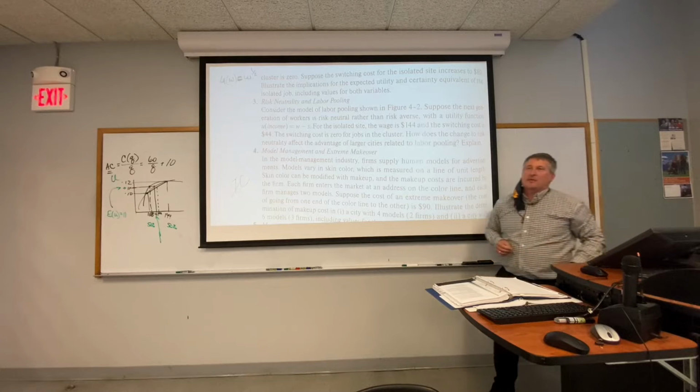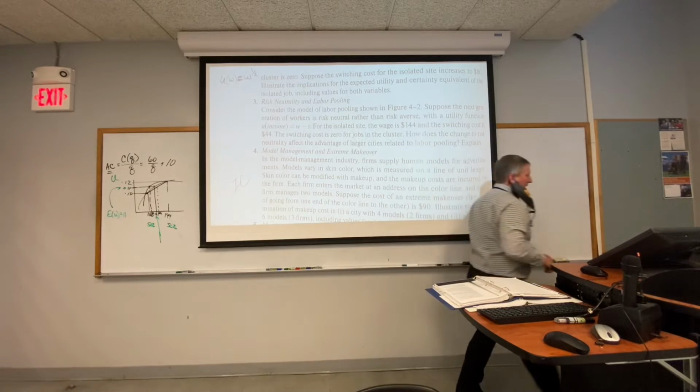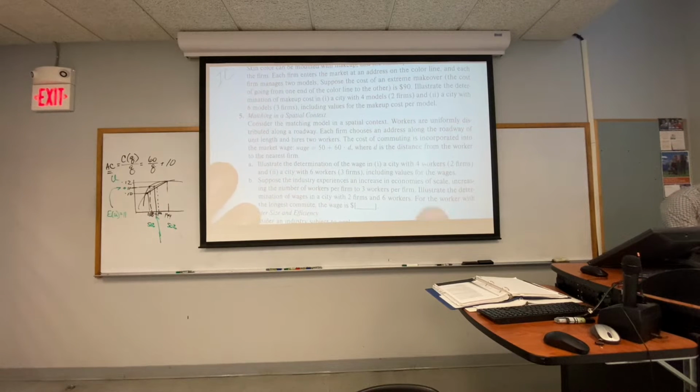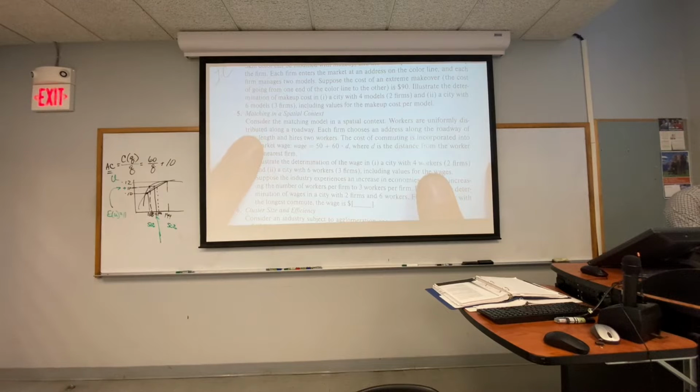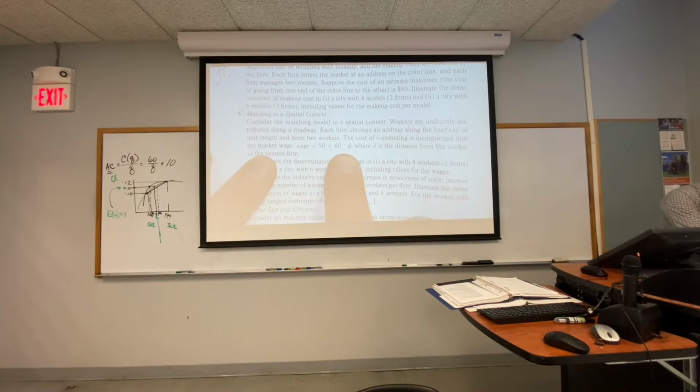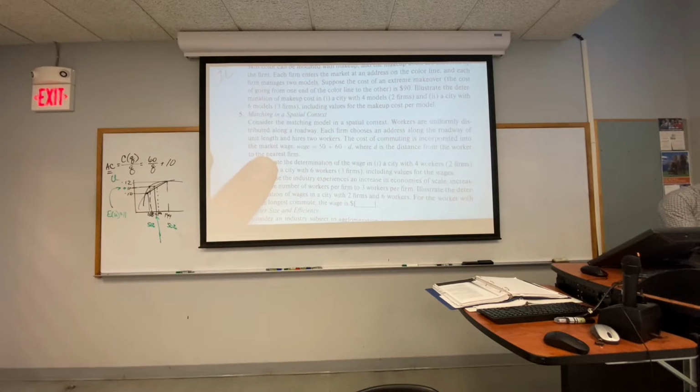Other ones on chapter 4. Number 5. Consider a matching model in a spatial context. Workers are uniformly distributed along the roadway. Each firm chooses an address along the roadway of unit length, so that's a unit length of 1, right? It's always between 0 and 1, and hires 2 workers. The cost of commuting is incorporated into the market wage. So the wage equals 50 plus 60D, where D is the distance from the worker to the nearest firm.